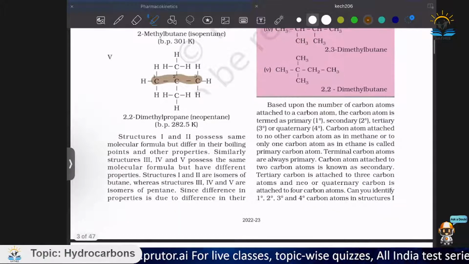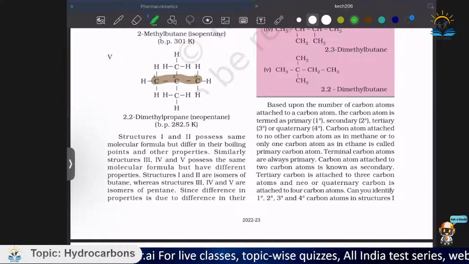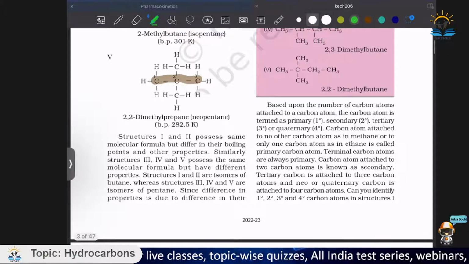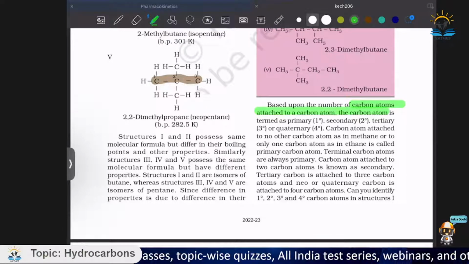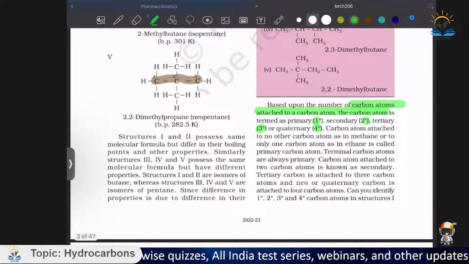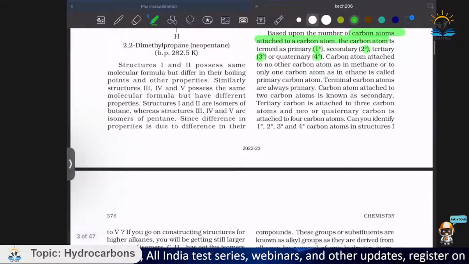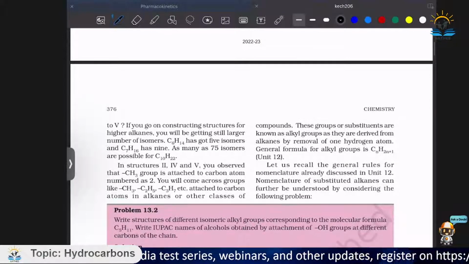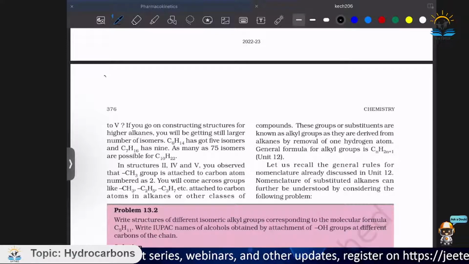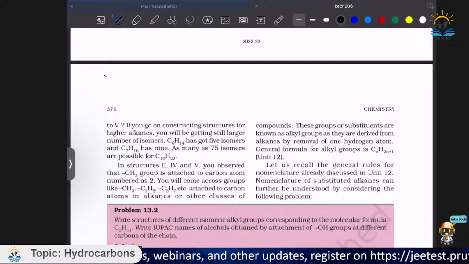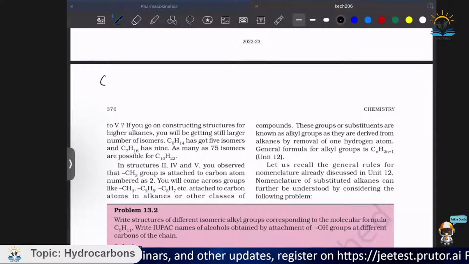Now, based on the number of carbon atoms attached to the carbon atom, they are termed as primary, secondary, tertiary, or quaternary. I will give you structural examples to clear this. This is a compound. This is a hydrocarbon.